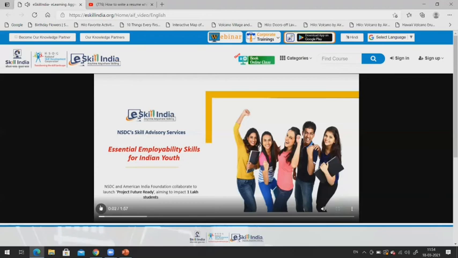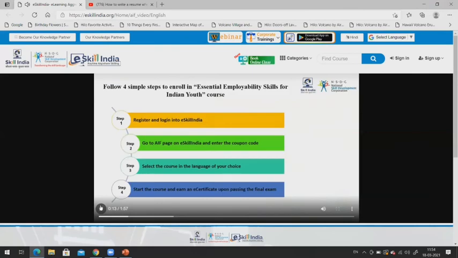Skill India has joined hands with American India Foundation for enhancing employability skills and providing career guidance to college students through its course Essential Employability Skills for Indian Youth. You can follow 4 simple steps to enroll in this course.